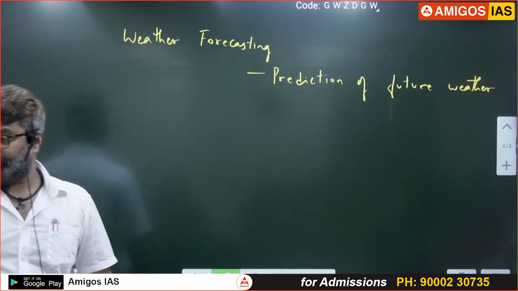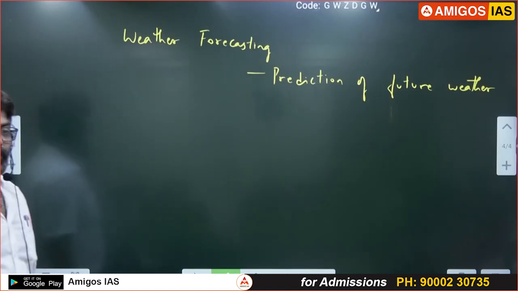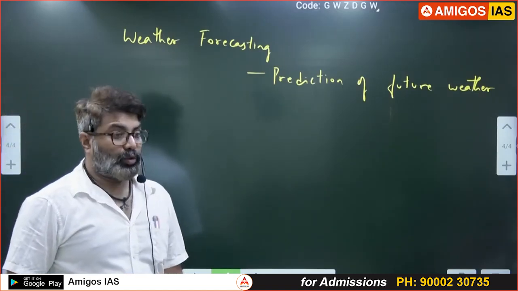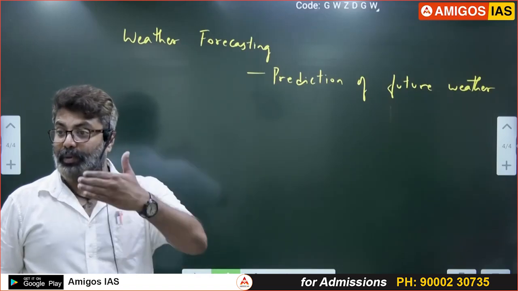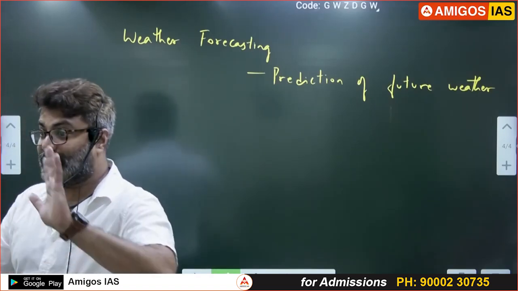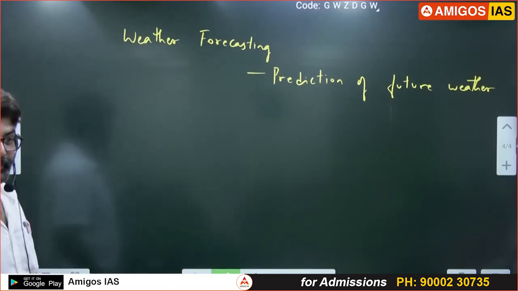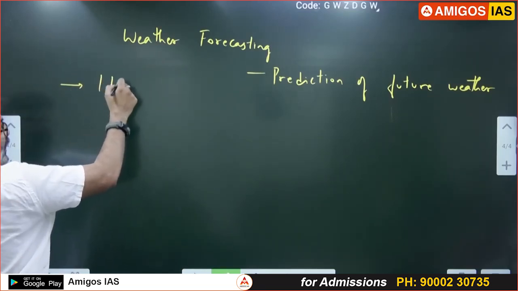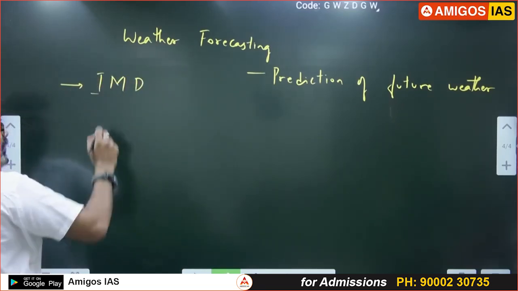Prediction of future weather is called weather forecasting. So predicting the weather, what happens tomorrow, day after tomorrow, next week is not easy. We require a lot of data. In India, we have an organization called IMD, Indian Meteorological Department.